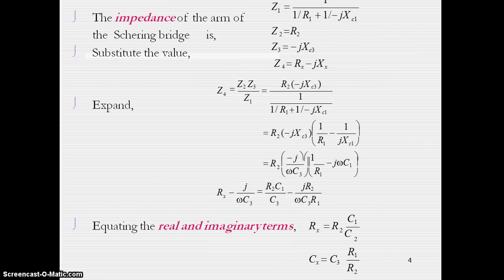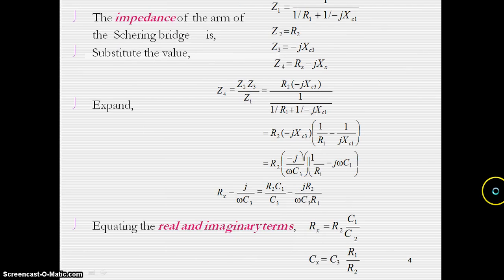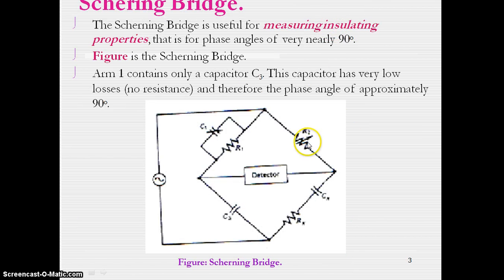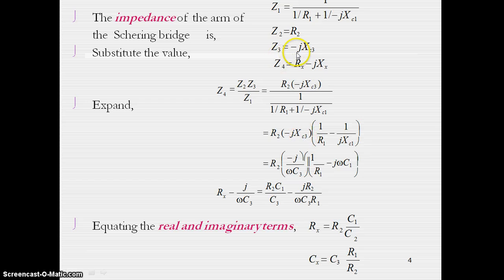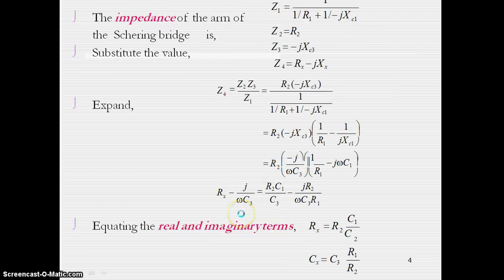Then calculate the values of Z1, Z2, Z3, Z4. Z1 is resistance and capacitance in parallel, so Z1 is 1 upon R1 plus 1 upon minus jXc1. Then Z2 is R2, that is Z2 is equal to R2. Then Z3 is equal to minus jXc3, that is minus jX3, that is 1 upon X3 taken as minus jX3. Then Z4 is equal to R4 plus 1 upon jXc, then Z4 is equal to Rx minus jX4.